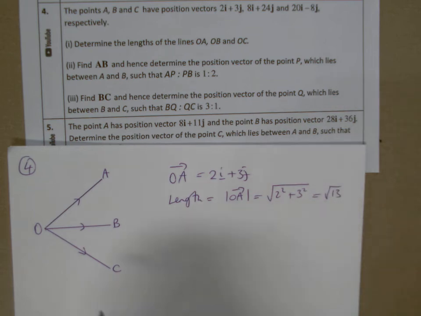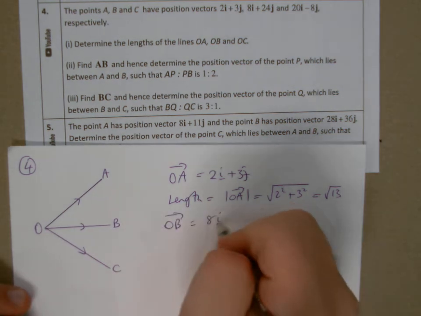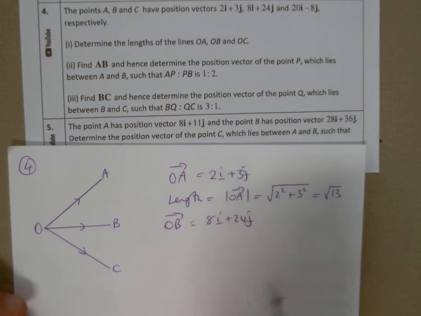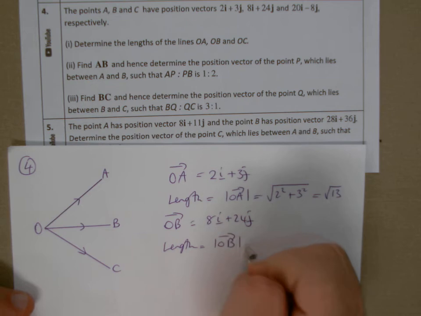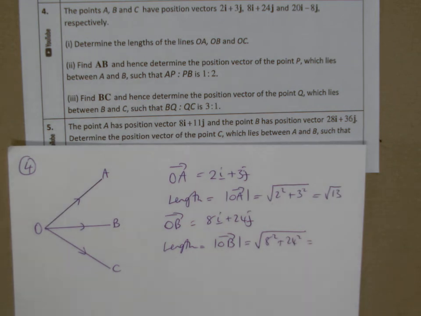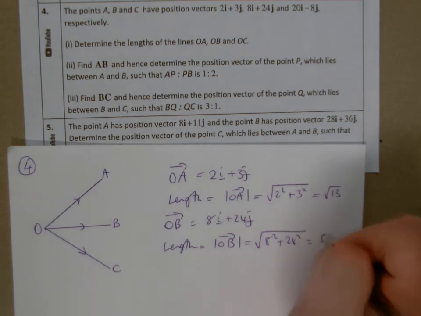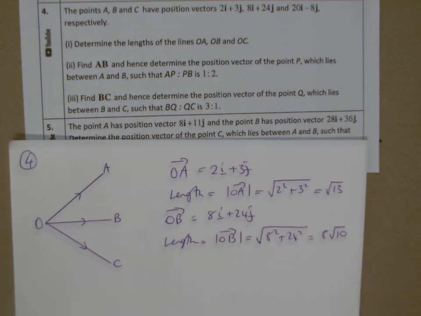Okay, so you do the same for the length of the line OB. First of all, let's consider the vector OB. In the question, it says 8i plus 24j. So the length would be the magnitude of OB, which would be 8 squared plus 24 squared, square root. If I do that on my calculator, I get 8 root 10 there as my simplified surd.